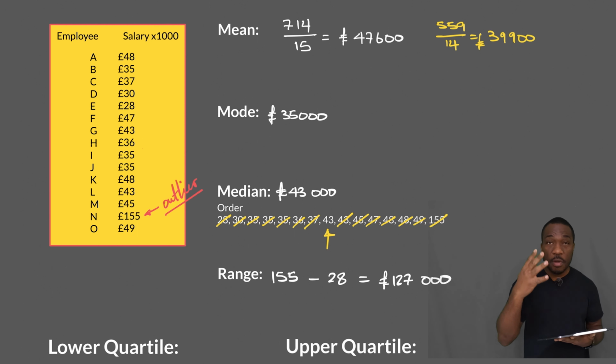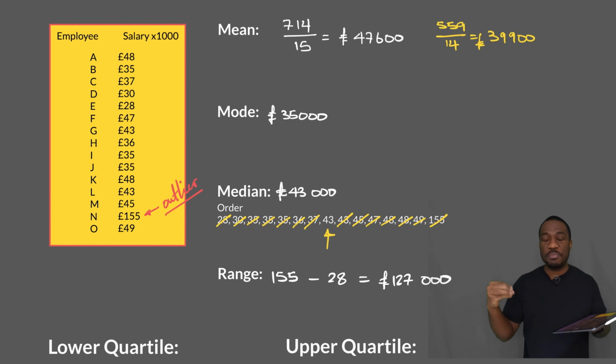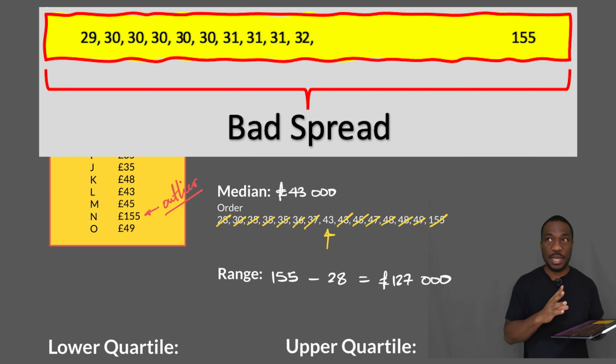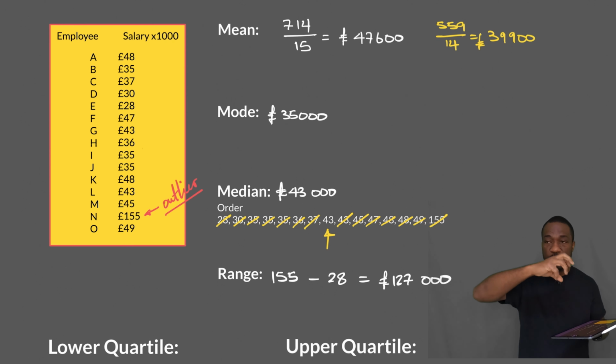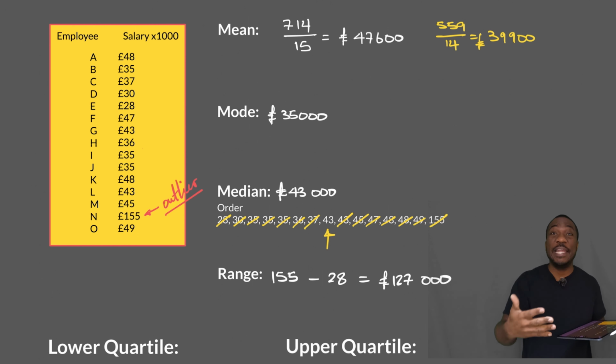Now, the problem with this, what does the range tell me? By taking the biggest value and subtracting the smallest value, the range tells you how the data is spread out. Now, the bigger the range, the more your data is spread out, which means that you don't know. It could be that everybody is earning 30,000 and one person is earning 155,000. And because you don't know how the data is spread out, the range gives you a really good indication if your data can be depended on.